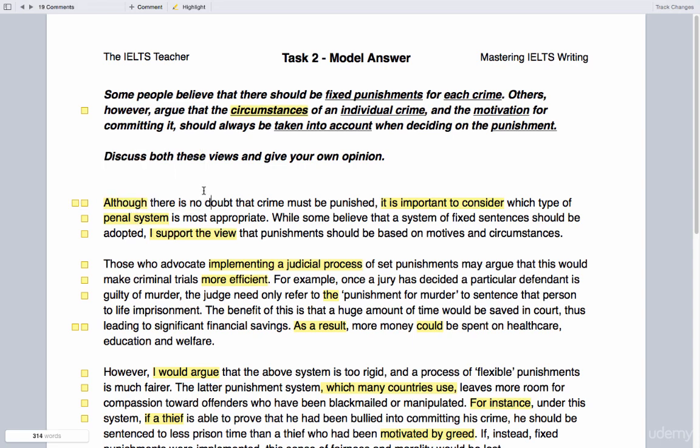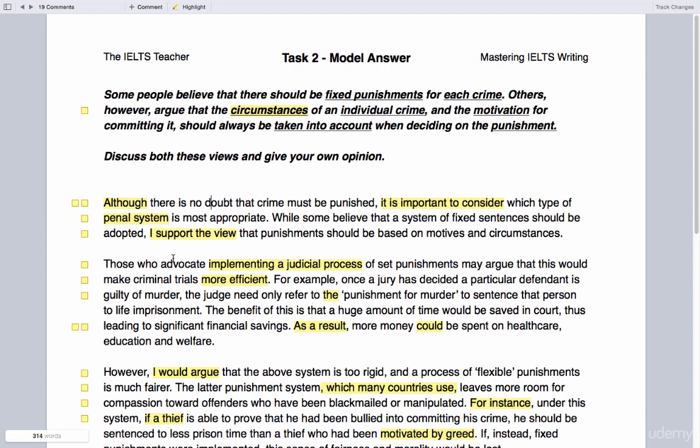While some believe that a system of fixed sentences should be adopted, I support the view that punishments should be based on motives and circumstances. With I support the view, we're giving a clear opinion and we're presenting it in the introduction to make sure that we present the position throughout. You can learn about how to do this in Lecture 16, Creating and Maintaining a Position.